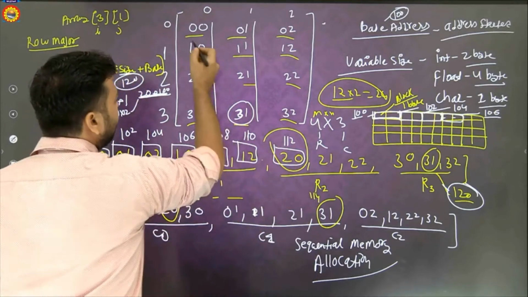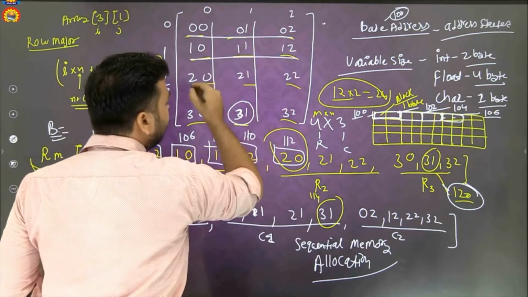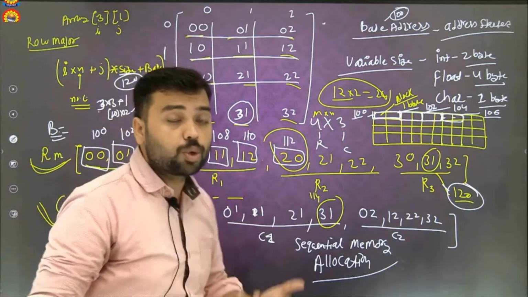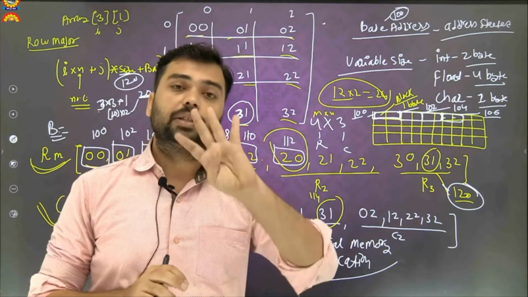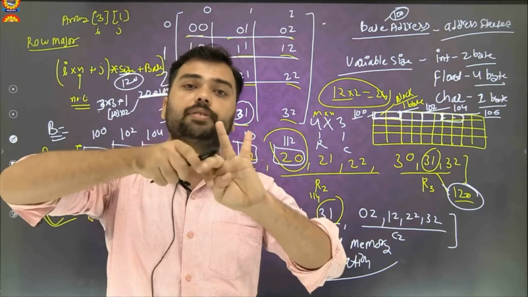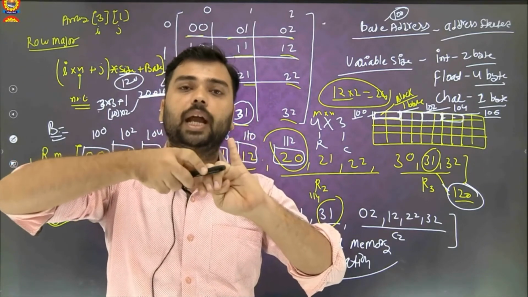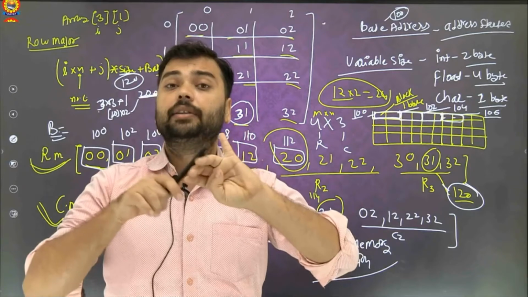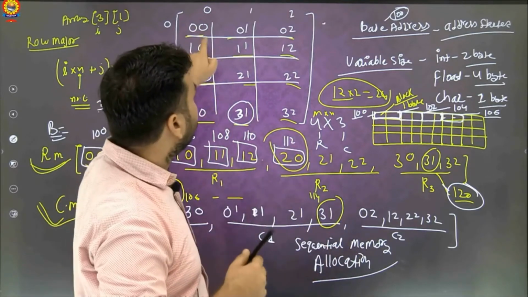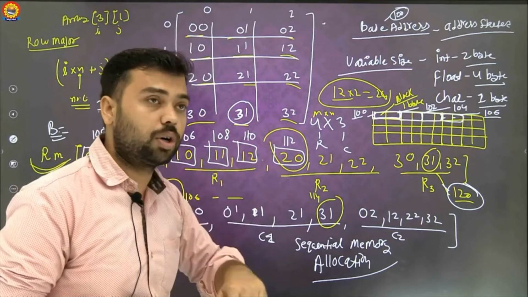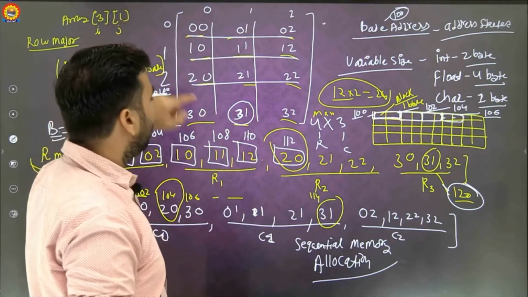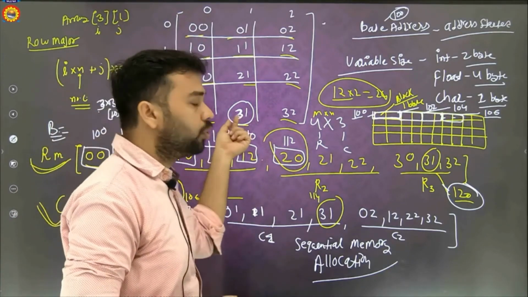We need to travel these 3 elements, then these 3 elements, then these 3 elements, because we store in the form of row major. So if we travel 3 rows and each row contains 3 elements, then 3 into 3, how many elements have we already traveled? 9 elements we already traveled. Then one column we also traveled. So we move to column number 1.